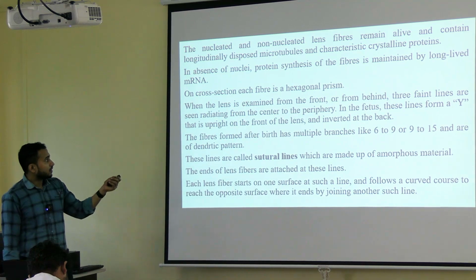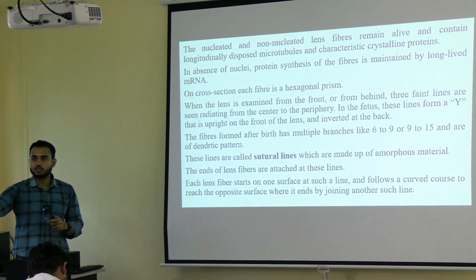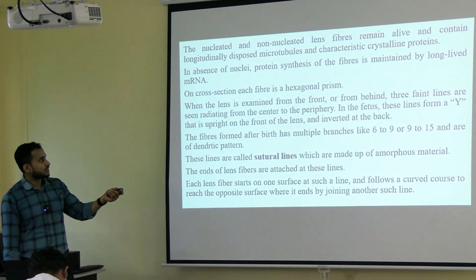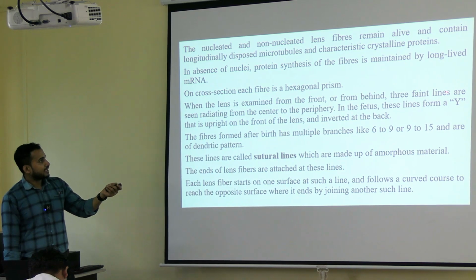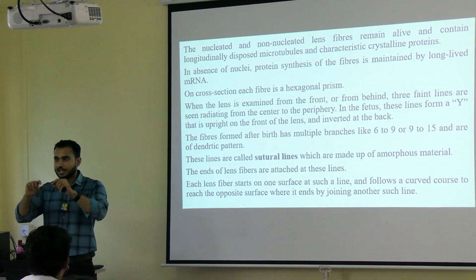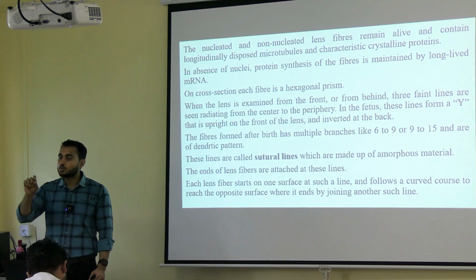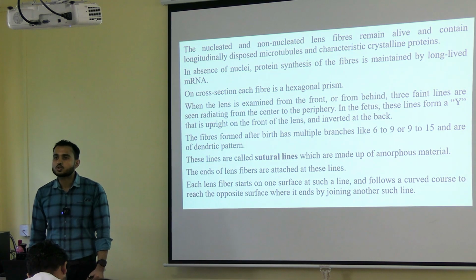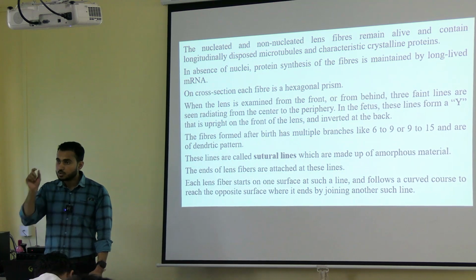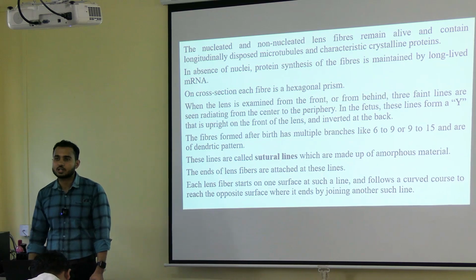Okay. Now, suppose you are examining the lens from front and you are examining the lens from behind, at that time what you will see is three faint lines radiating from the center to the periphery. Now those faint lines are called sutural lines and they are made up of amorphous material. Now the terminal parts of the lens fibers are attached to these sutural lines.